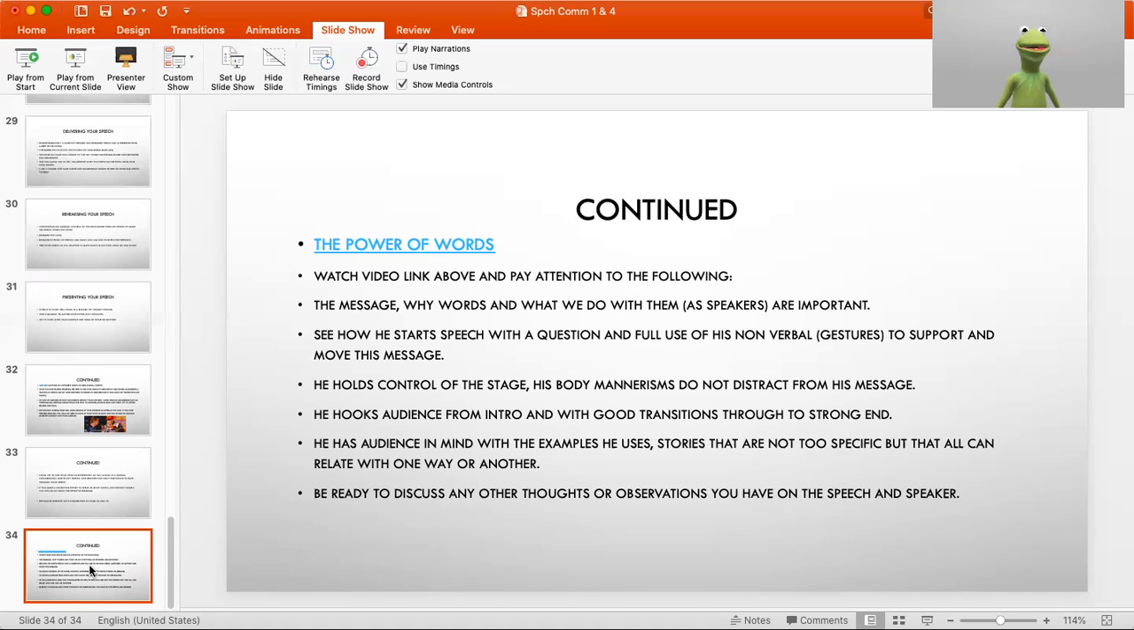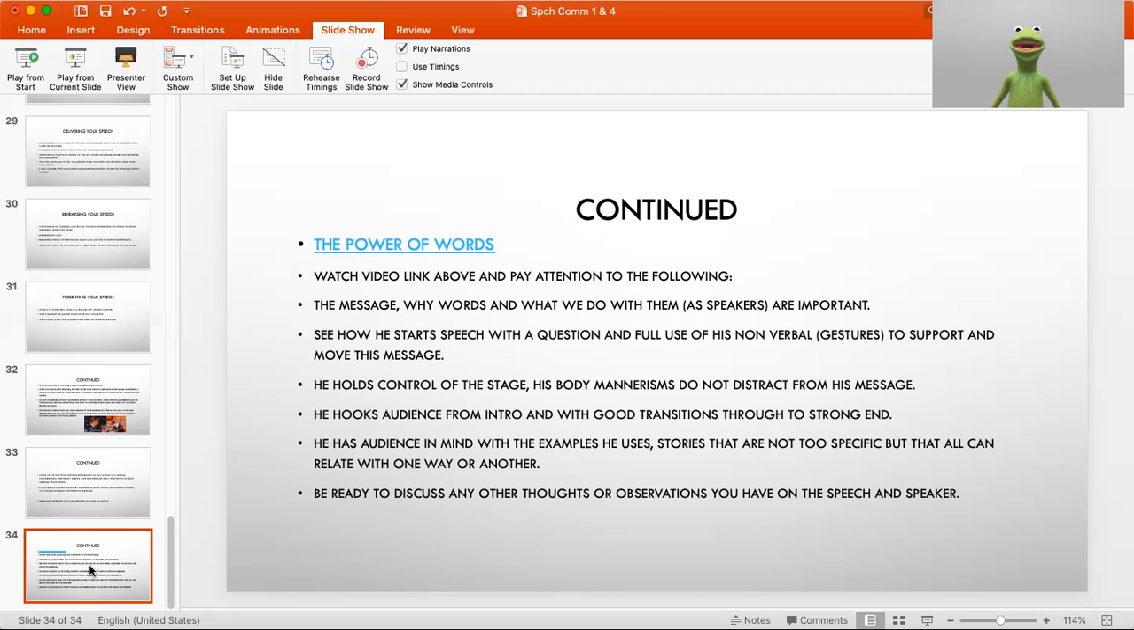Also, I want you to notice how the speaker starts the speech with a question, and the full use of his nonverbal, his gestures, supports the actual message of what he's saying. He's very good at holding control of the stage. So he's going back and forth on the stage. He's looking at the audience and addressing them. His body mannerisms do not distract from his message.